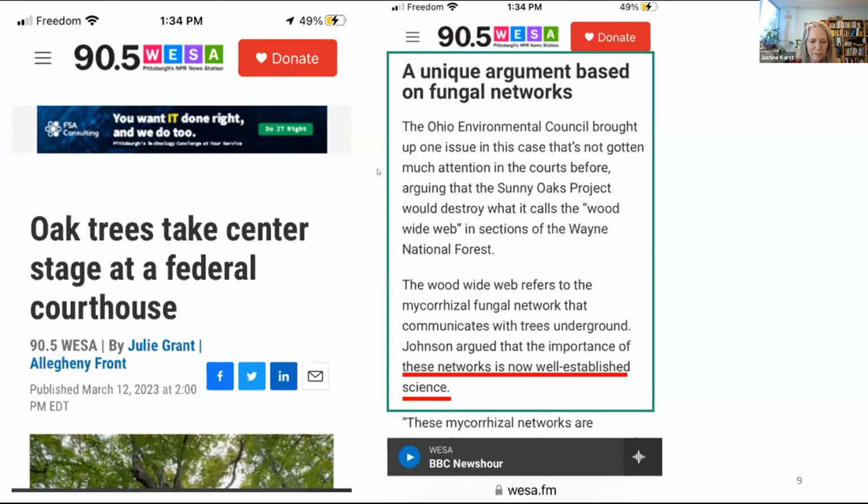So I'll just read a line from it here. It says, an environmental group is suing to stop the US Forest Service from moving forward with the project that would clear cut 1,600 acres in the Wayne National Forest. This project would destroy the Wood Wide Web, which communicates with trees underground. And here the attorney in this case is arguing that the importance of these networks is well-established science.